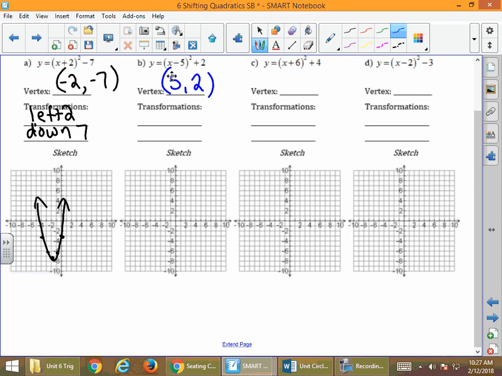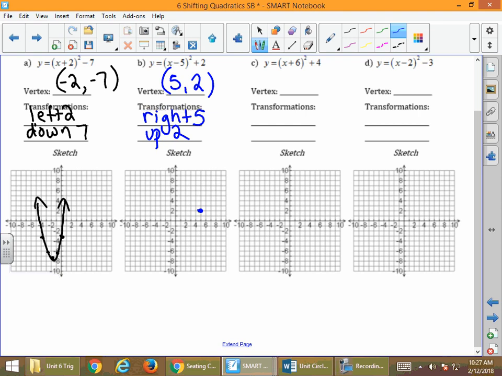And even though it's counterintuitive, x minus 5 means that we're going to go right 5 on our graph. And plus 2 is going to go the way we think it's going to go, which is up 2. And start with that point on your graph. Right 5, up 2. There's our vertex.